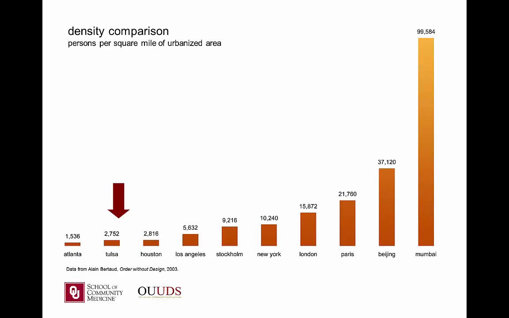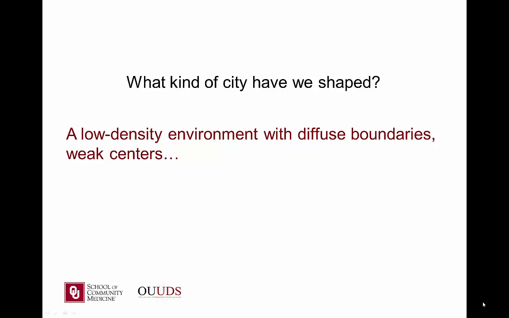In fact, it's difficult to find any major cities with lower density than us, but Atlanta has the distinction of even more sprawl, at 1,500 persons per square mile. So, we can begin to answer our first question: what kind of city have we shaped? It's a low-density environment with diffuse boundaries and weak centers.